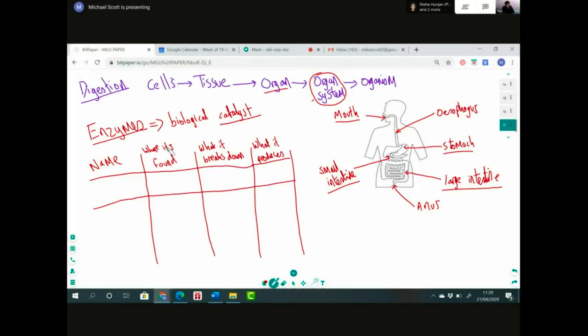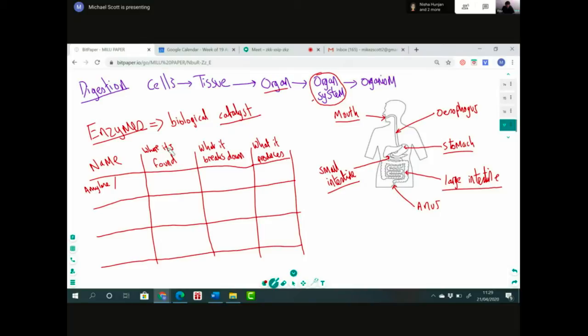Okay, so as I've said before, there are three main enzymes that you will need to know. You will need to know where they're found, what it breaks down, and what it produces. So let's kind of get started with the first one, okay? The first enzyme that's involved in digestion, or, you know, the breakdown of food, is an enzyme that we call amylase.